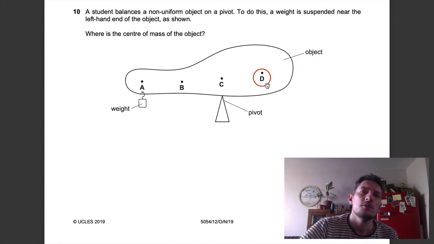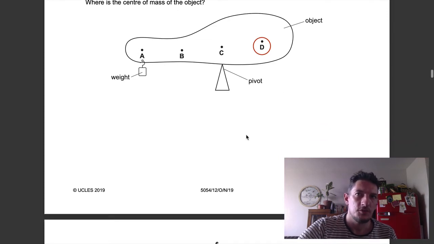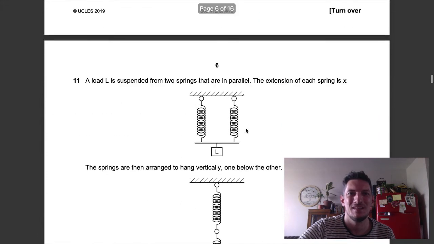because, well, as you can tell, this object is more skewed to the right. It's got more stuff on the right, so its center of mass will be more to the right. I'm going to go with D. Great.